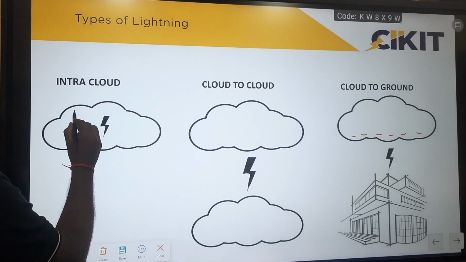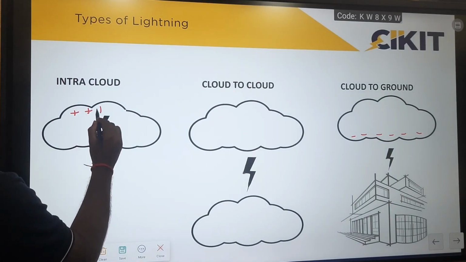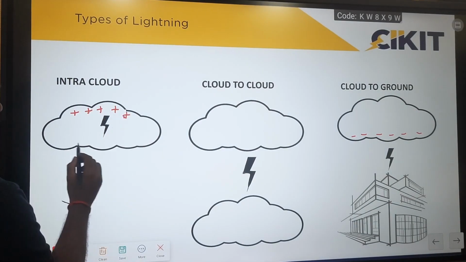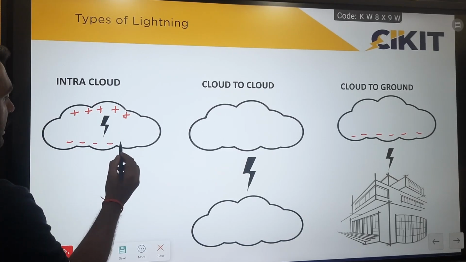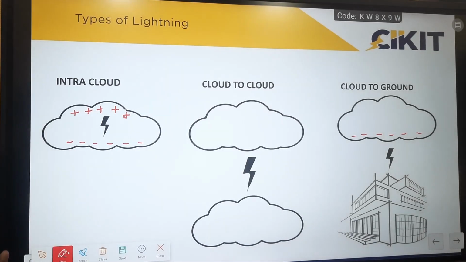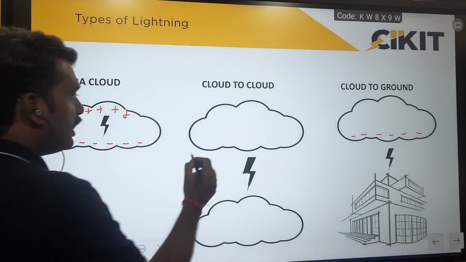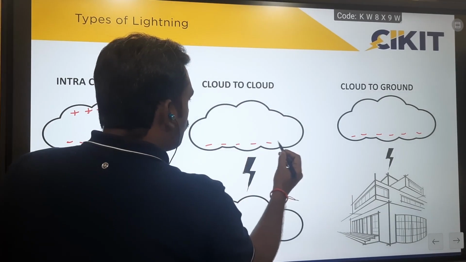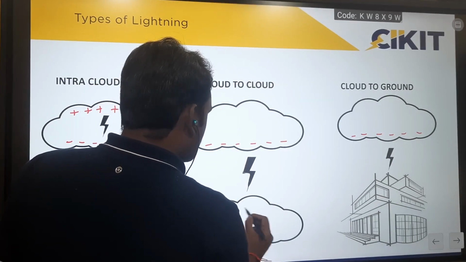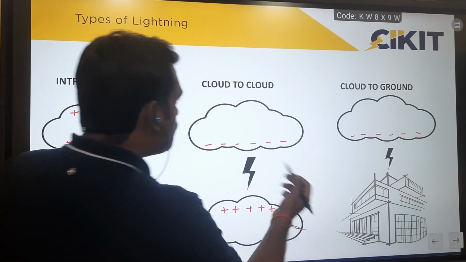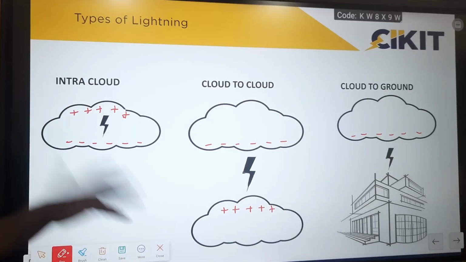One is discharge happening within the same cloud. The positive charges will be on the top portion of the cloud and negative charges on the bottom portion of the cloud. If the discharge happens within the same cloud, it is called intra-cloud lightning. Similarly, if the discharge happens from one cloud to another cloud, this type of lightning is called cloud to cloud lightning.